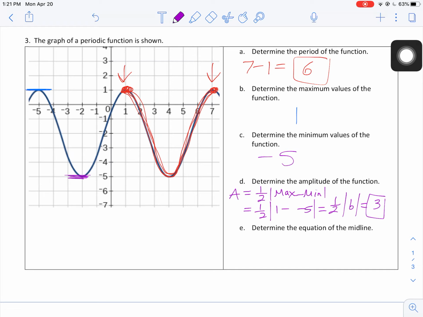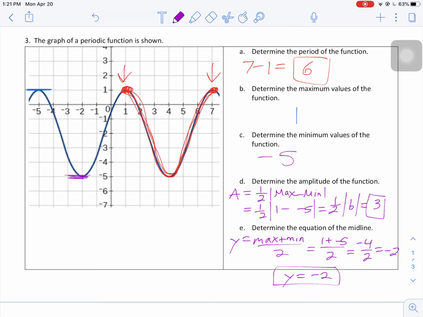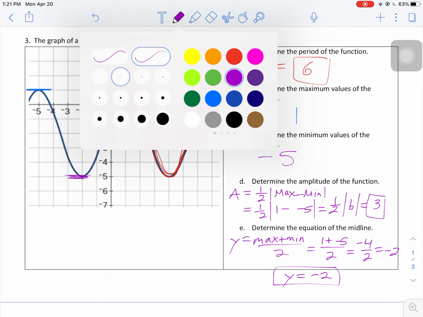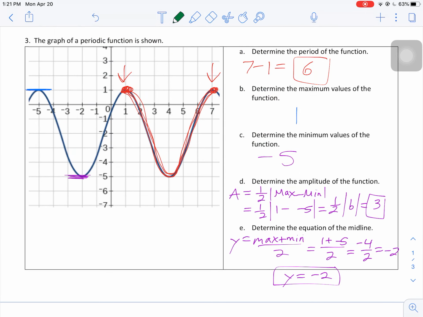For midline, it's y equals the maximum plus the minimum divided by 2. You're basically just taking the average because you want the line that goes right through the middle. So your max is 1, your min is negative 5, and then divide by 2. So negative 4 over 2 is negative 2. At the end of a midline question, make sure it's super obvious that it's y equals whatever the number is. If you go over to the graph, y equals negative 2 would be right here. That should be right through the middle.